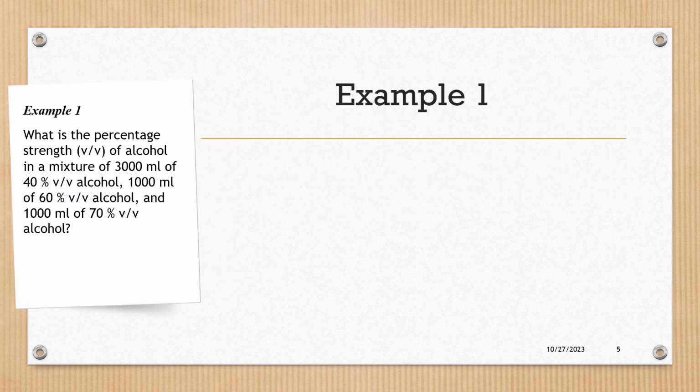Now, here is our first practice question. What is the percentage strength, volume in volume, of alcohol in a mixture of 3000 ml of 40% alcohol, 1000 ml of 60% alcohol, and 1000 ml of 70% alcohol?